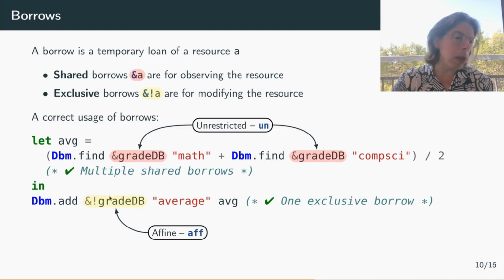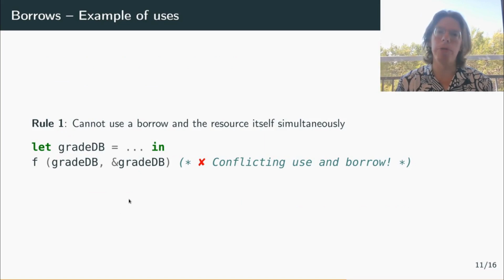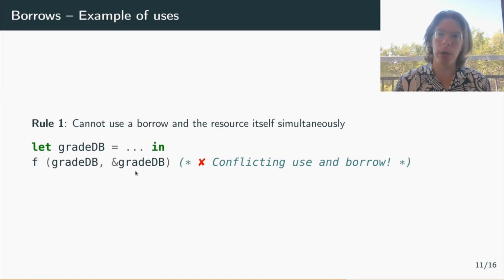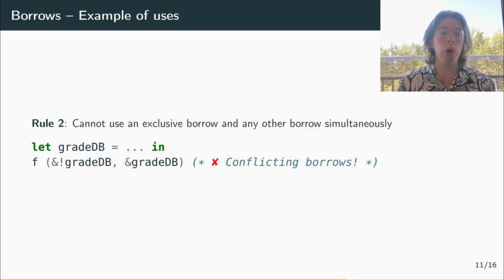So there are a few rules to use these borrows. The first rule is that you cannot use a borrow and the resource itself at the same time. Here, the f function is called with the resource and a borrow, and that's not allowed. The type checker will reject this. A second rule is that we cannot use an exclusive borrow and any other borrow. Here I have an exclusive borrow and another borrow, and the type checker will again reject this.